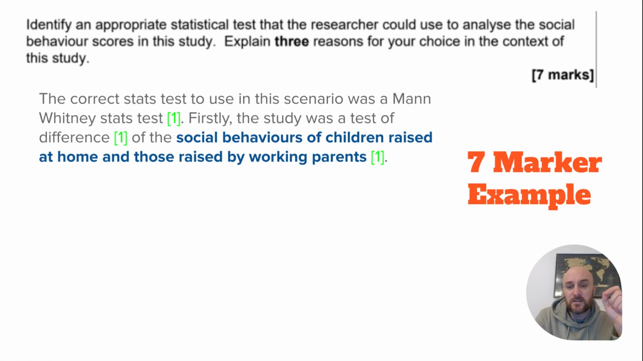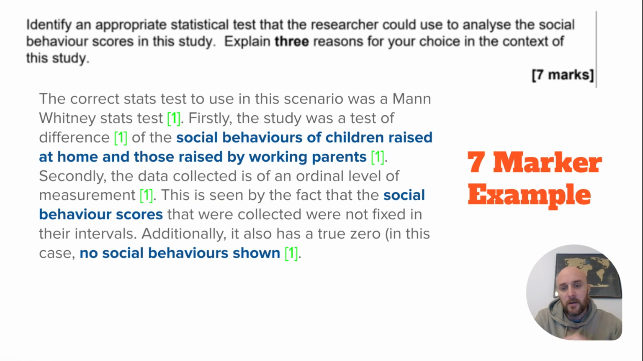So firstly, the study was a test of difference, fine. And it was a test of difference between... Need a bit of context here. The social behaviours of children raised at home and those raised by working parents. The context is going to be key here to whether you can actually get 7 marks. We got 3 marks out of 7 so far. Secondly, the data is of ordinal level of measurement. Fourth mark. There we go.